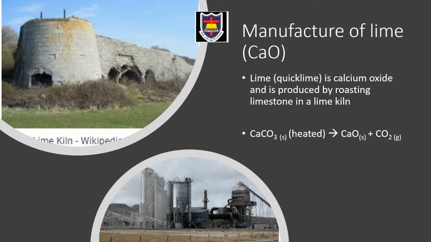The manufacture of lime, or CaO. Lime or quicklime is calcium oxide and is produced by roasting limestone in a lime kiln. CaCO3 is heated to produce calcium oxide and CO2.